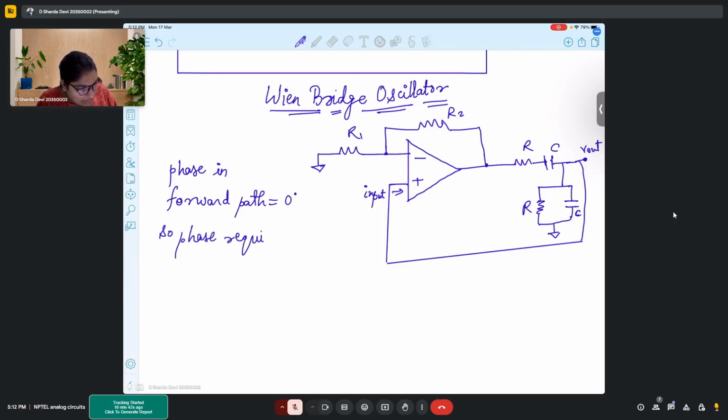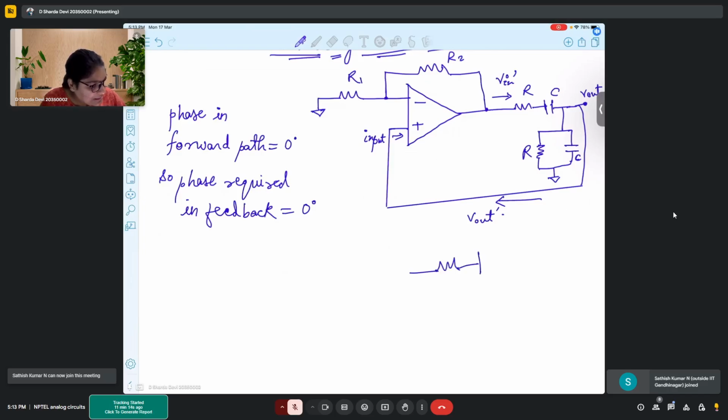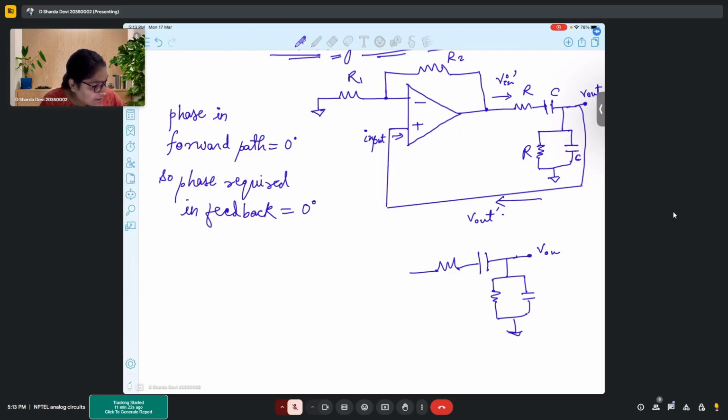So the phase required in the feedback path is also 0 degrees. We only need 0 degrees phase in the feedback path also. If I talk about the feedback path, this is V in dash, and here we have V out dash. So the circuit actually looks like this. This is an RC in series followed by a parallel RC, and here we have V out dash.